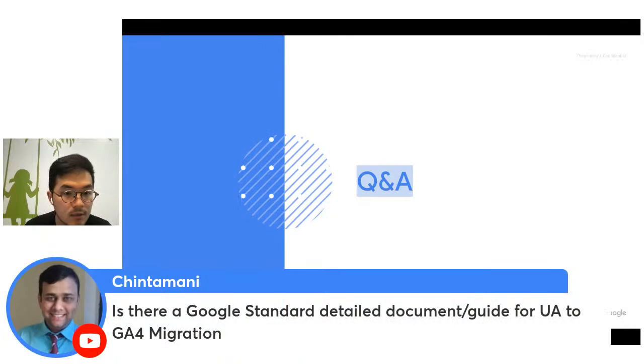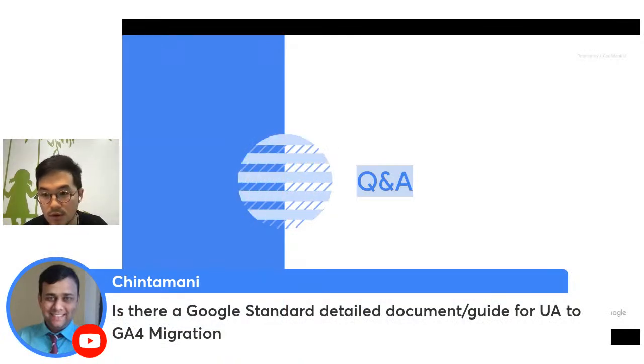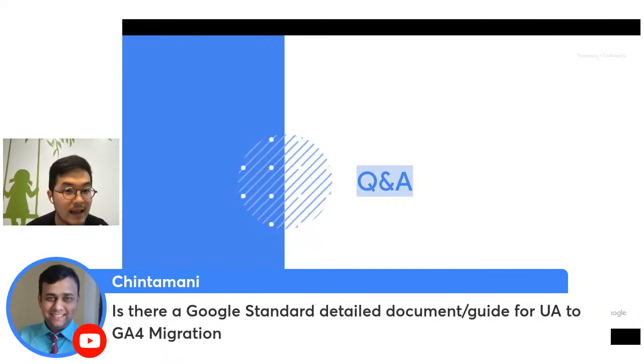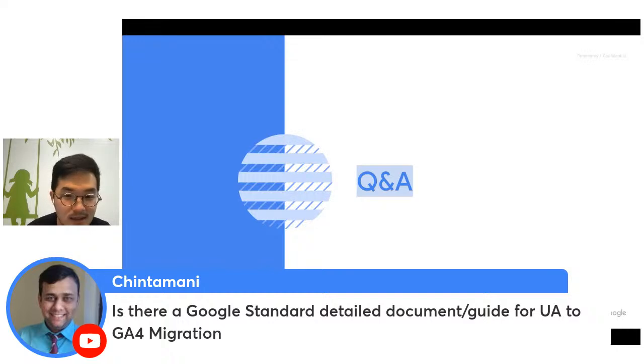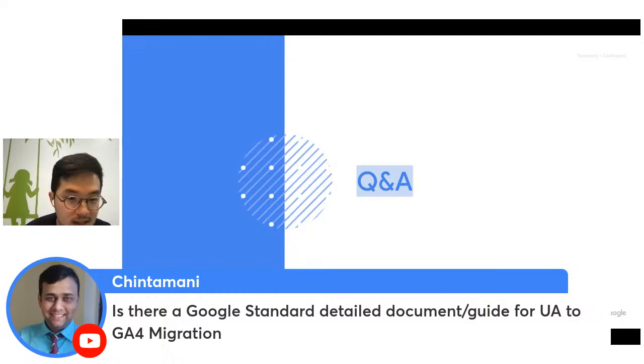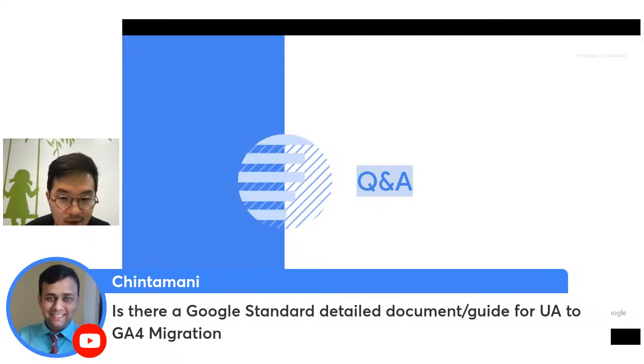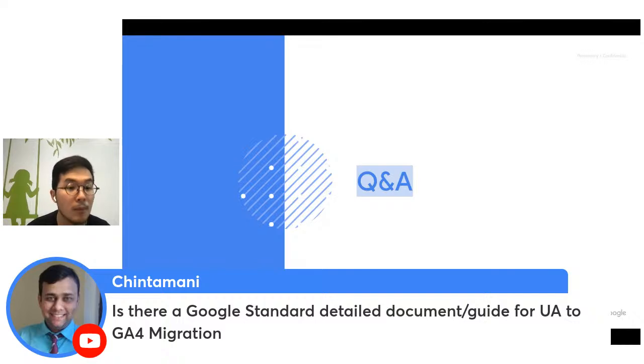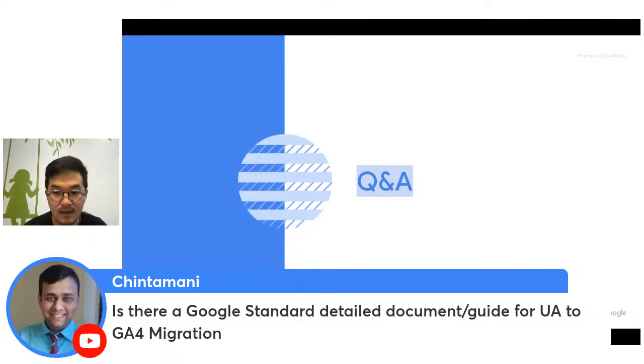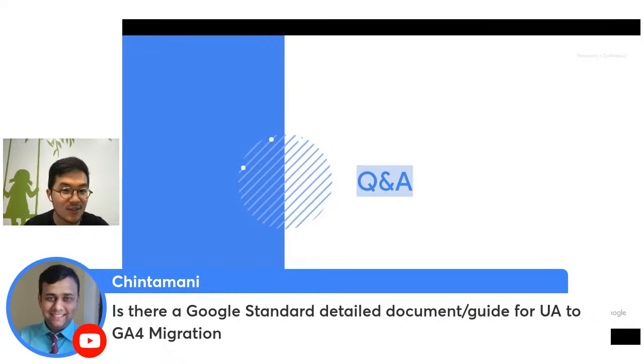Okay, I think we are right on time, so I can answer one last question. Feel free to ask the other questions in our next session, even though it is about enterprise. The last question is, is there a Google standard detailed documentation guide for UA to GA4 migration? Yes, we are definitely preparing for that. I believe there are already some articles in the Help Center about the migration, but more to come in the future.